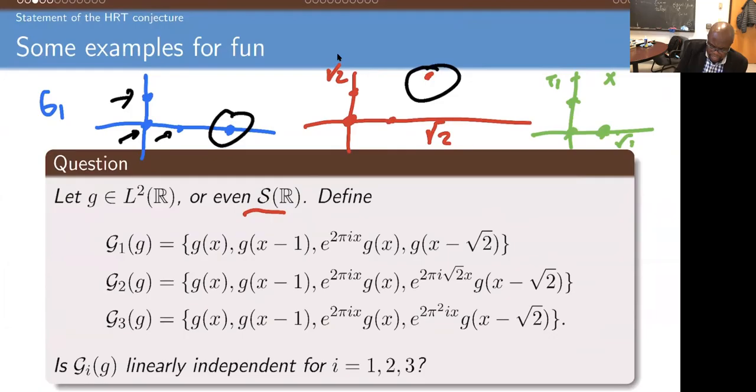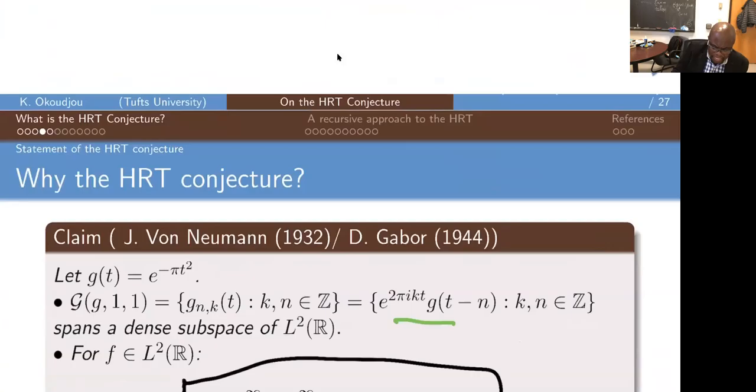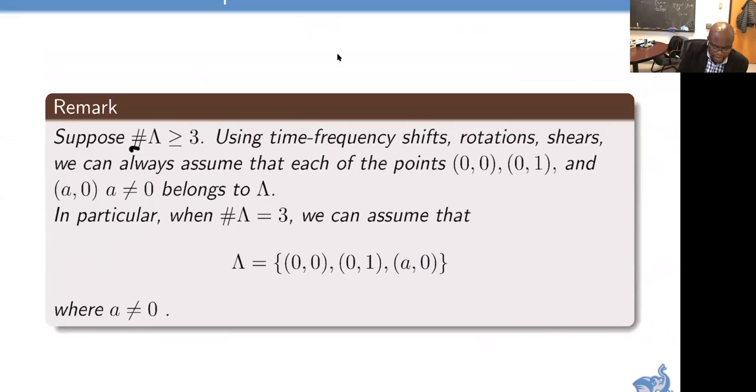But the key point that I want to draw your attention to is that all the three examples have exactly three points that are common. And this is not an accident. In fact, it's not too difficult to see that if you have at least 3 points in your set of points for which you want to check the HRT conjecture, then by using a shift, you can always assume that one of the points is (0, 0). So you move everything by a time-frequency shift of one of your points. So what's going to happen is that all your other points are going to be translated by whatever you use. But then it's going to affect your function g in the sense that your function g will become a new function. And that new function is just a function that is unitarily equivalent to your original function g. So by shifting the whole system, I will not change the problem.